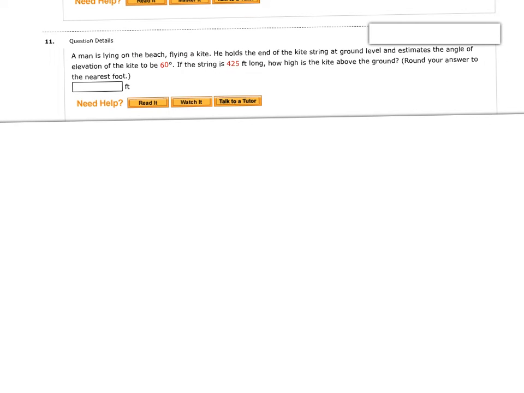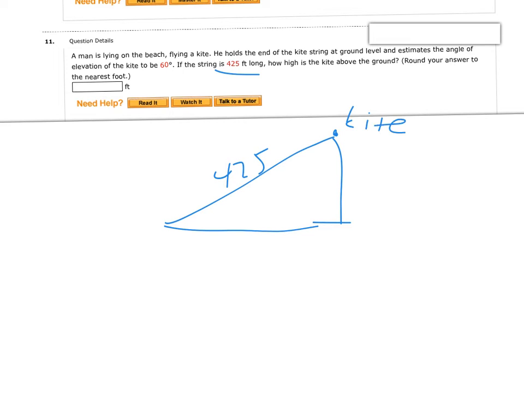All right, next up here, it says that this person's flying a kite. They know the string is 425 feet long. So the string on a kite always goes at a diagonal here, so that is going to be the hypotenuse. And here's our kite, which I'll just label kite because I cannot draw a kite. And so the angle of elevation here is 60 degrees, and we want to know how high the kite is above the ground. So for that, I would use sine, because I have sine 60, and I want to know the opposite, but I do know the hypotenuse. And I'll let you solve that.